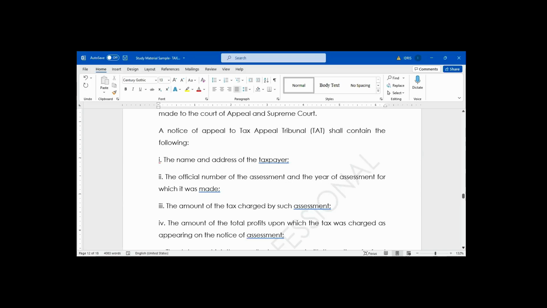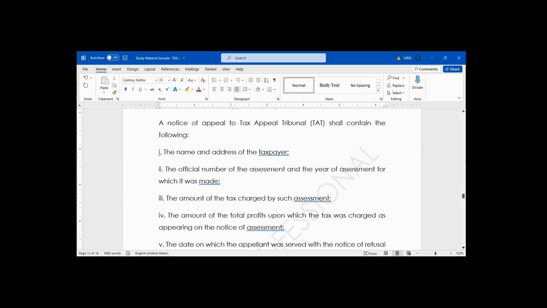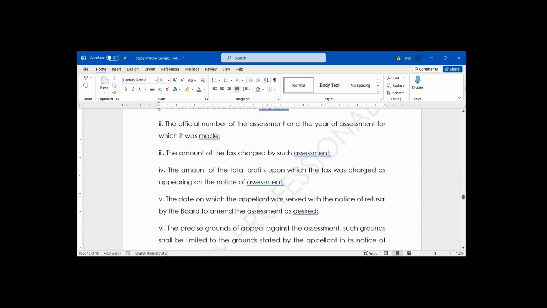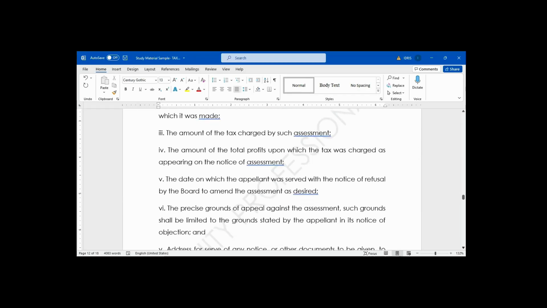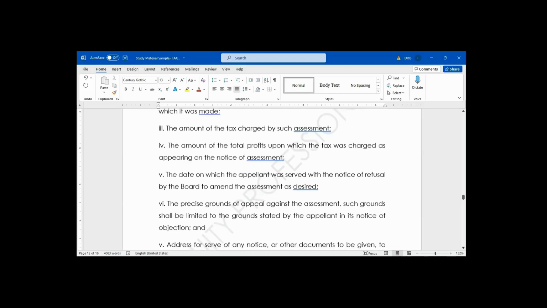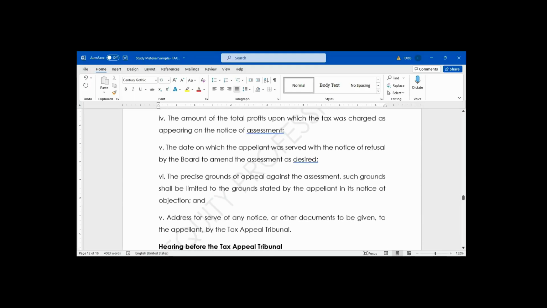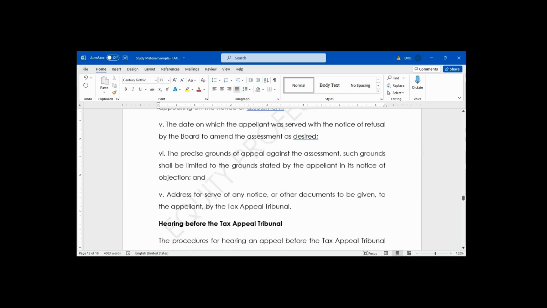The amount of total profit upon which tax was charged. The date on which the appellant was served notice of refusal to amend. The precise ground of the appeal. The reason why you want to take them to the Tax Appeal Tribunal. So you must state that. These are the contents of notice of appeal.